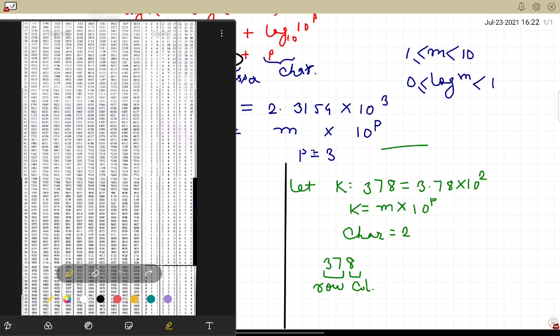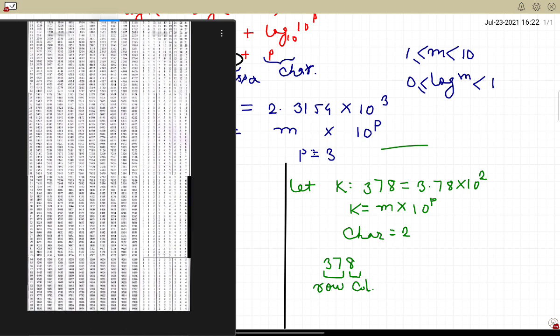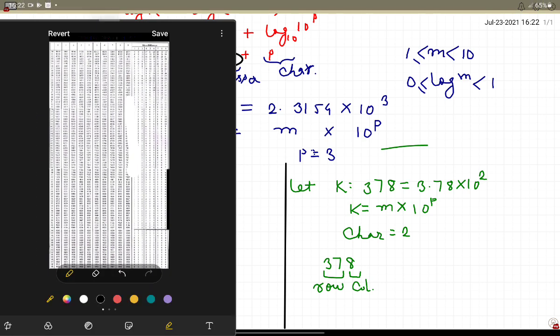So what we need to do, actually I am not able to zoom this complete figure. Give me 1 minute, I will show you.